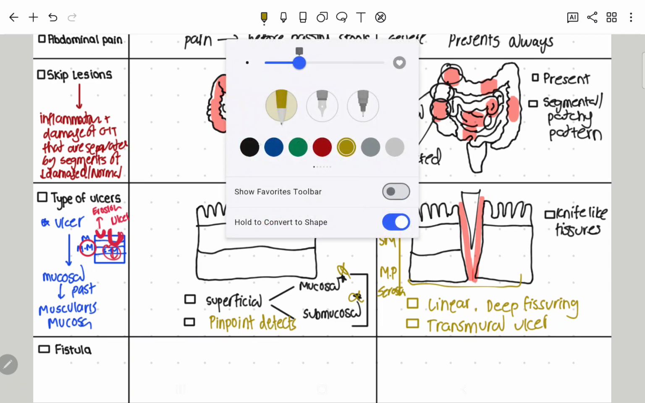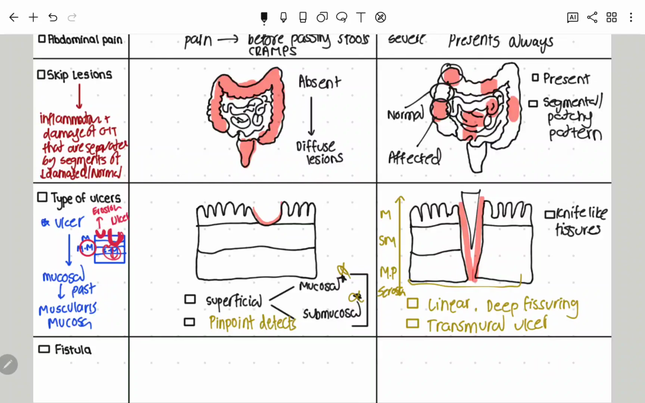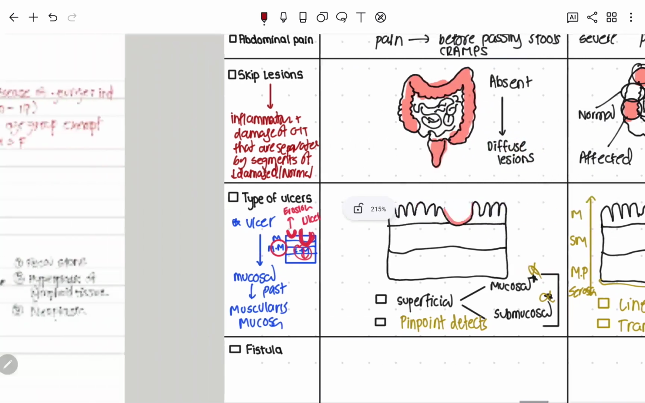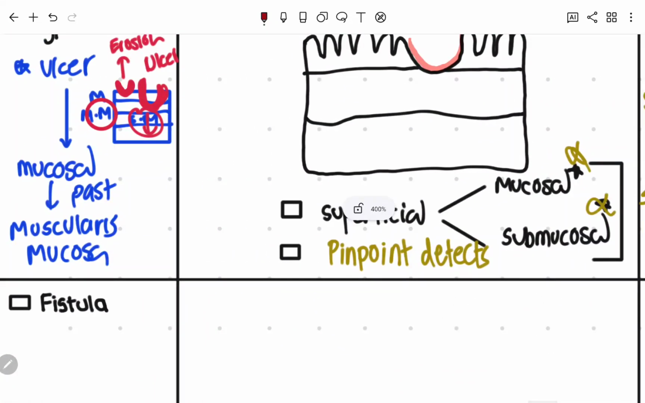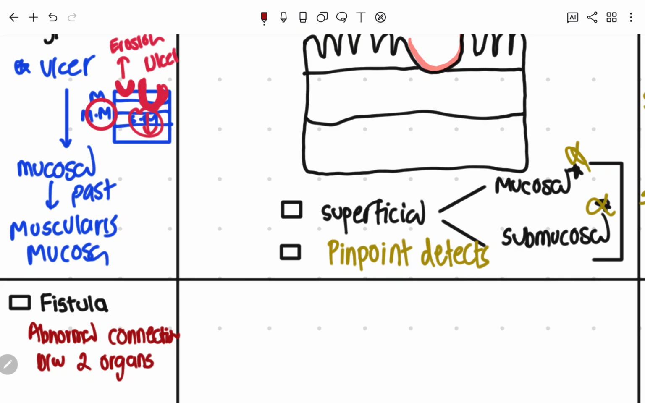The next defining feature to differentiate between these two diseases is the presence or the absence of a fistula. And so by definition, that means first you need to know what a fistula is. I'm going to zoom in here to write it down. A fistula is basically an abnormal connection that forms between two organs or an organ and the skin.